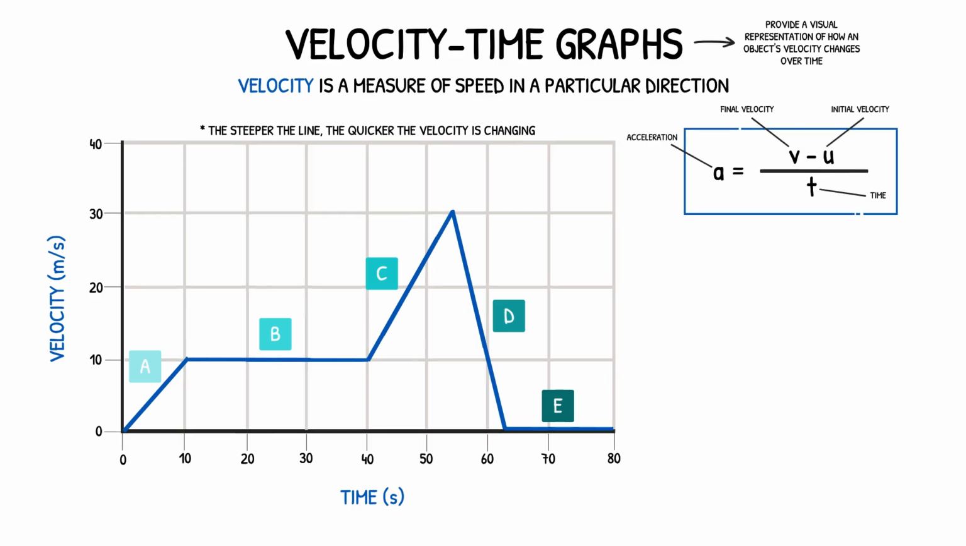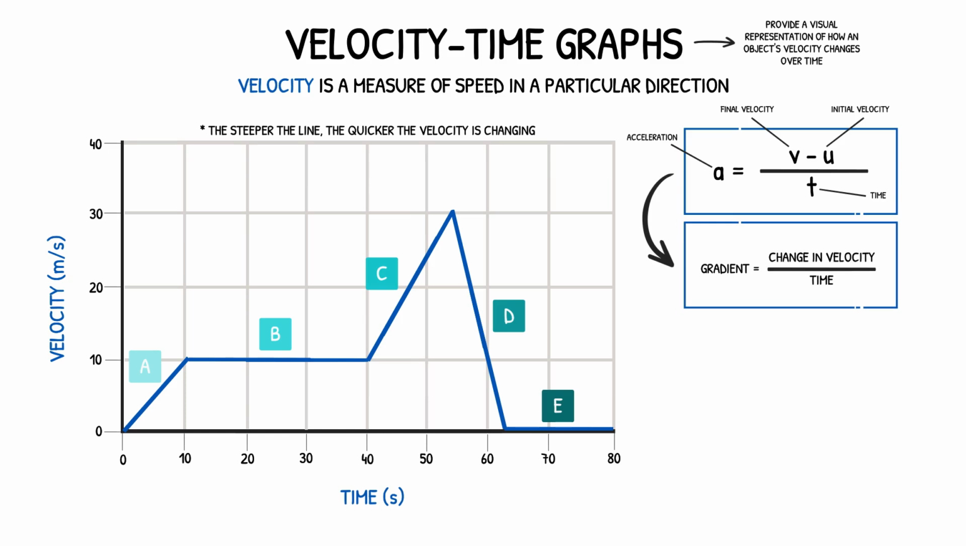Because the acceleration of an object is equal to its change in velocity over time, we can use the gradient of a line on a velocity time graph to calculate the acceleration of an object at different parts of its journey. To achieve this, we would use the equation linking acceleration, velocity, and time.